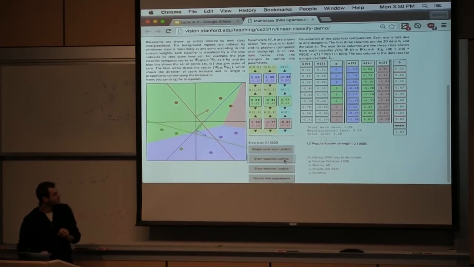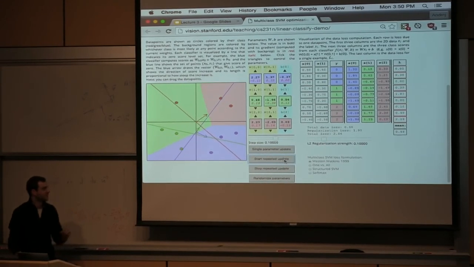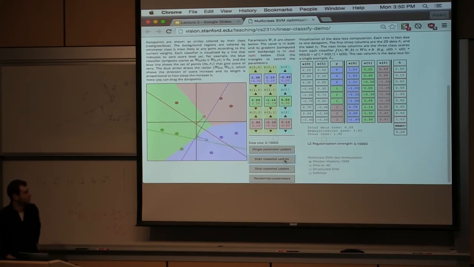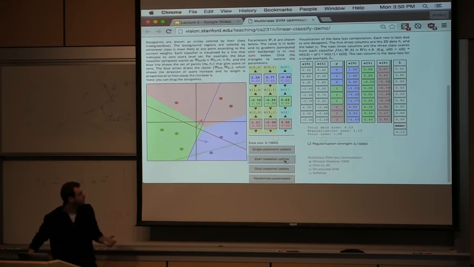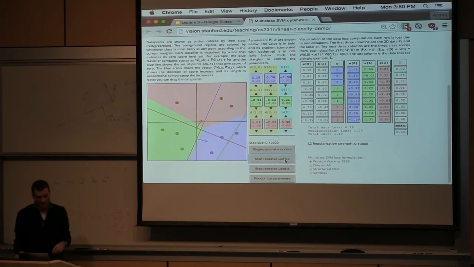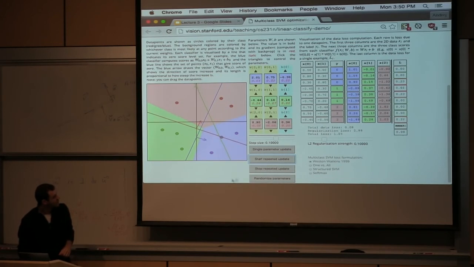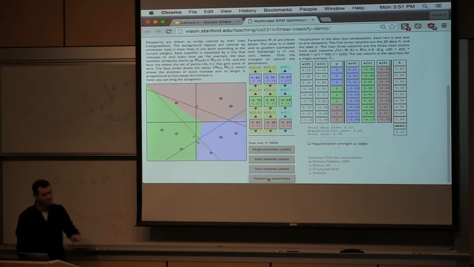So I can also start a repeated update, and then basically we keep improving this W over and over. The loss started off at roughly 3 or something like that. Now our mean loss over the data is 0.1 or something like that, and we're correctly classifying all these points here. I can also randomize W, so it knocks it off, and then this always converges to the exact same point through the process of optimization.